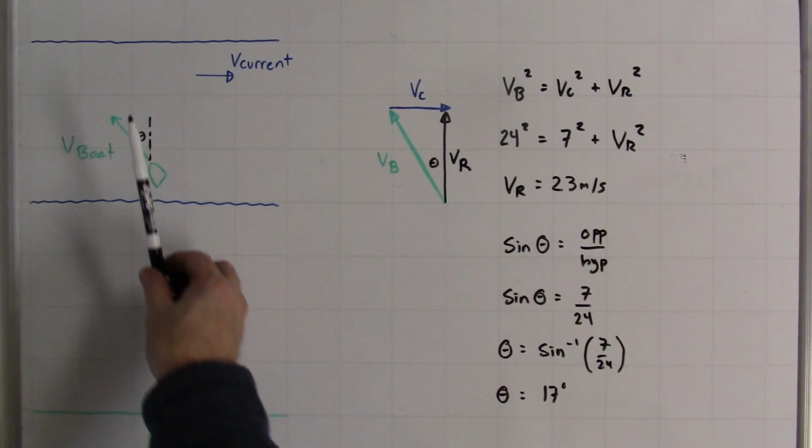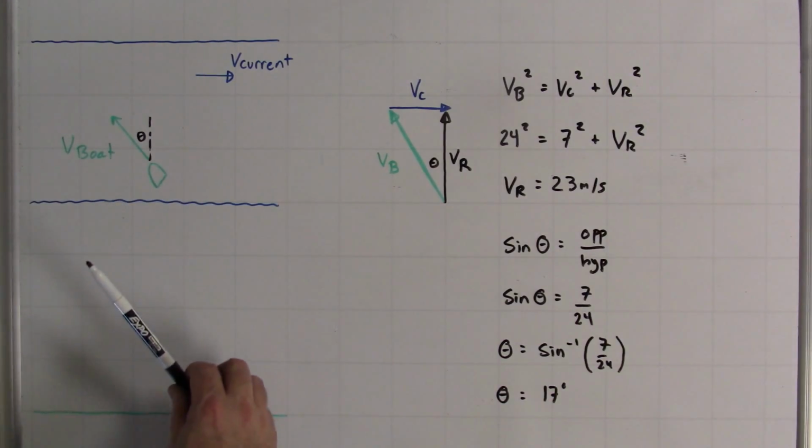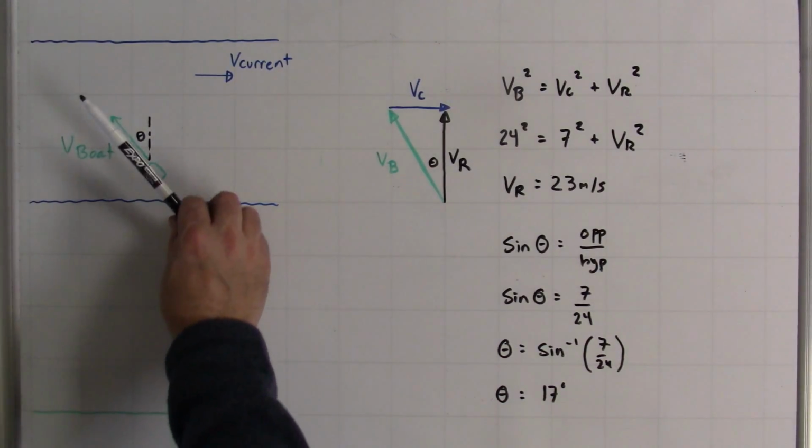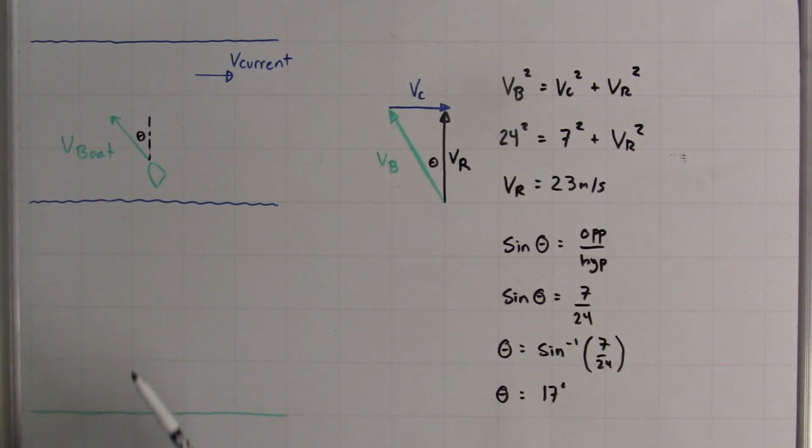So in order to do this, you would have to point your boat 17 degrees upstream, and it would land you straight across. It's weird though, because this time your boat would be pointed this way and you'd be moving straight across the river. Still a weird sight. How much time would it take you to get straight across?